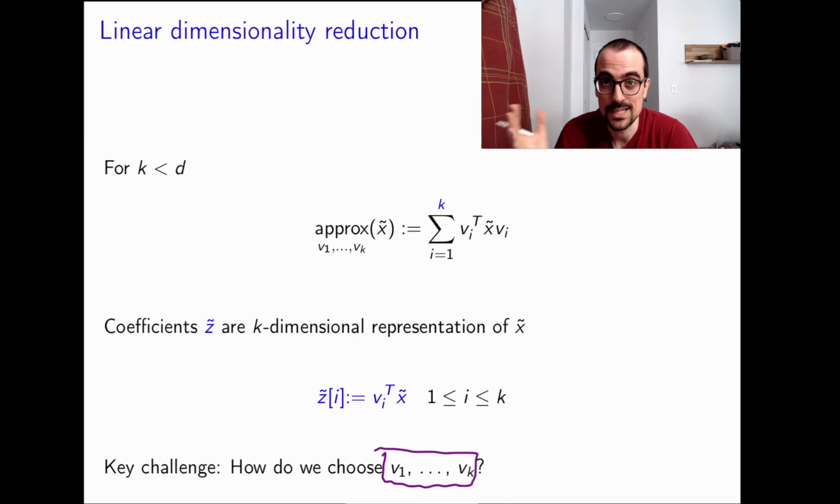This seems pretty crucial, right? Because I'm going to take inner products with just those vectors and throw everything else away. So they better be chosen well. And as we will see, PCA gives you a way to choose them very, very well.